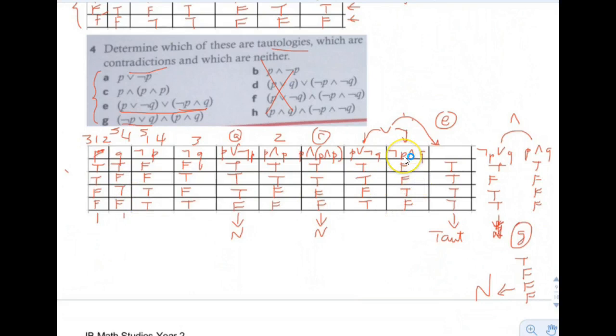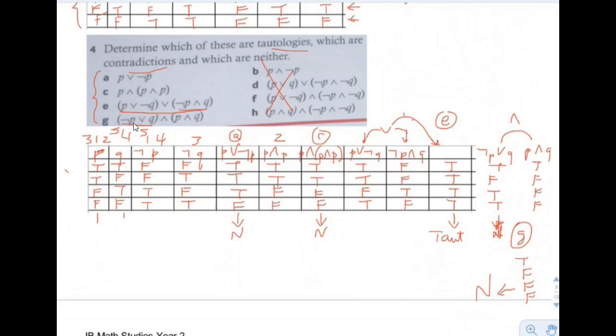Okay? And then when I OR those together, I can get this column. So true, false is true, true, false is true, false, true is true, and true, false is true. And what do you know? This E then is a tautology, which is, it's always true. Okay? Now the last one is G.